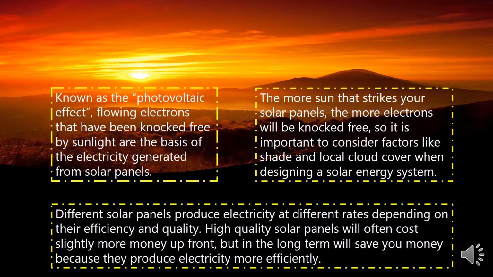This is known as the photovoltaic effect. Flowing electrons that have been knocked free by the sunlight are the basis of the electricity generated from solar panels. The more sun that strikes your solar panel, the more electrons will be knocked free. So it is important to consider factors like shade and local cloud cover when designing a solar energy system.